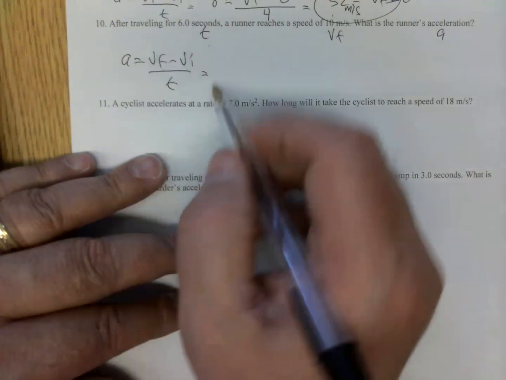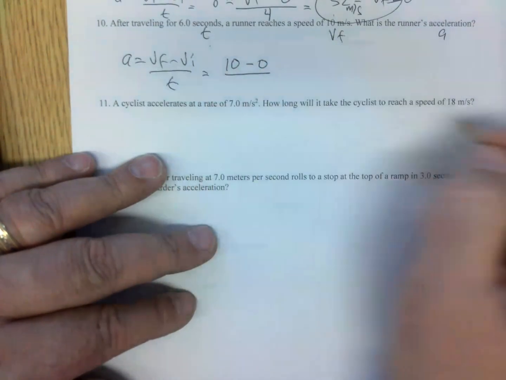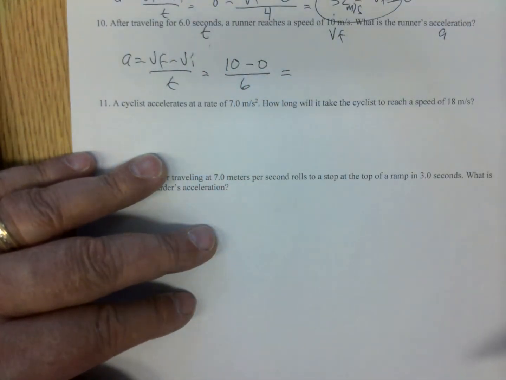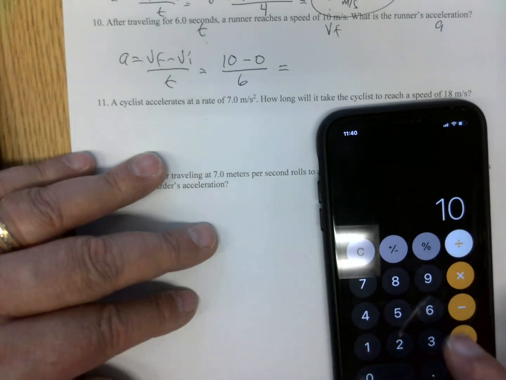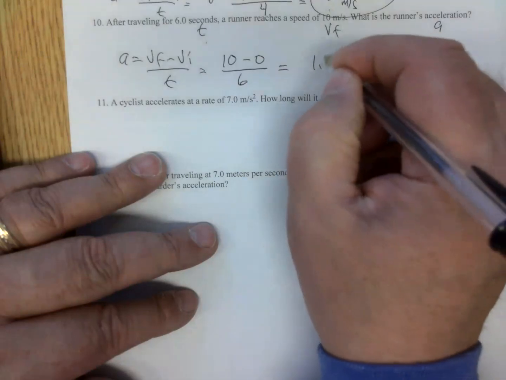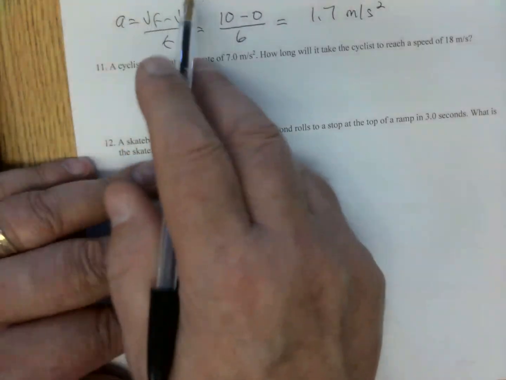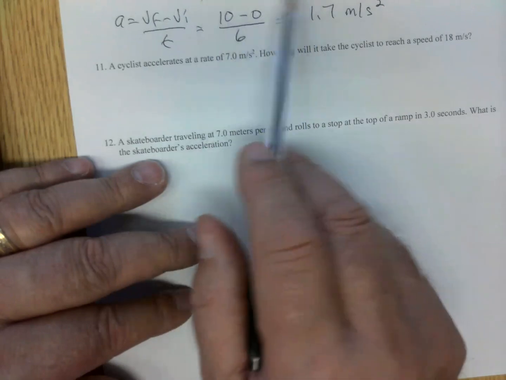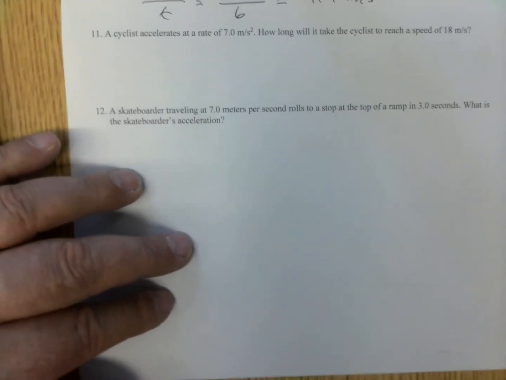So acceleration, we want to know that. So v of f is 10 minus 0 divided by 6 seconds. Okay. So then we do our math. Get my calculator there. So then it's going to be 10 divided by 6. It's going to be 1.7 meters per second squared. This can be hard sometimes because they kind of trick you, but just realize you have to get some kind of starting speed. If you don't know what it is, you almost have to assume it's starting from rest.